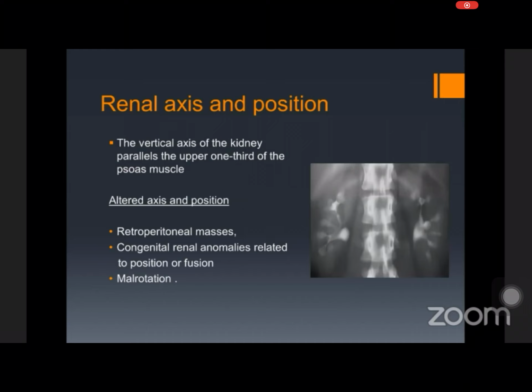Coming to the renal axis and position, as we know, the vertical craniocaudal axis of the kidney is parallel to the upper margin of the iliopsoas muscle. Causes of altered renal axis and position can be any retroperitoneal mass which is displacing the kidney, or it can be due to congenital abnormalities like abnormalities of position, fusion, and malrotation, which will be discussed in the further slides.